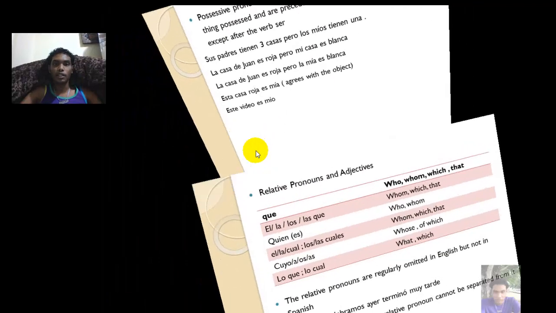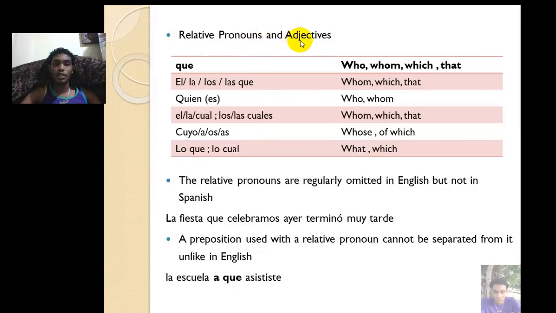Relative pronouns and adjectives are very important, because you tend to see these: que and quien and lo cual, el cual. And it may become confusing, but I've tried to simplify it as much as possible. The relative pronouns are regularly omitted in English.